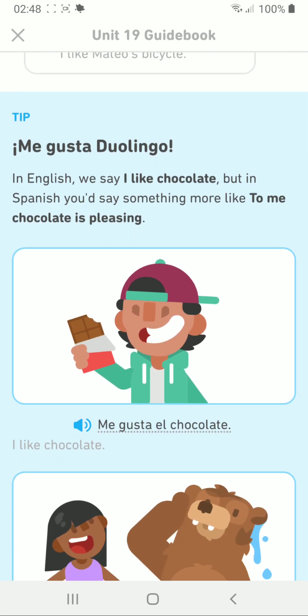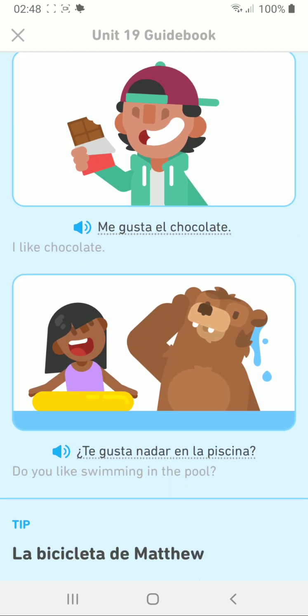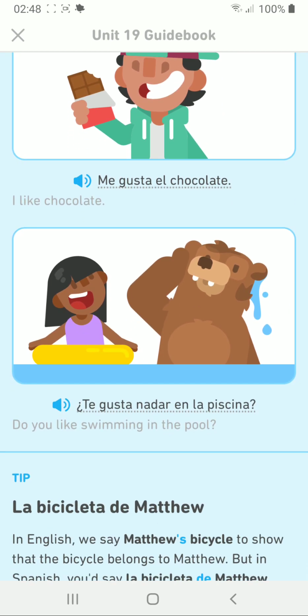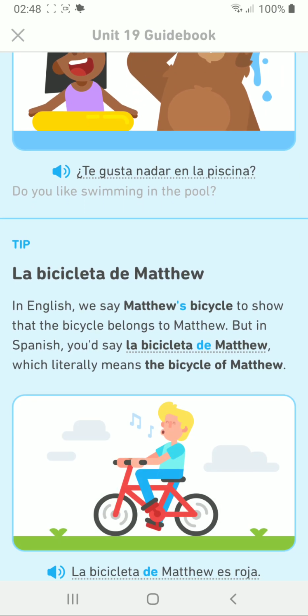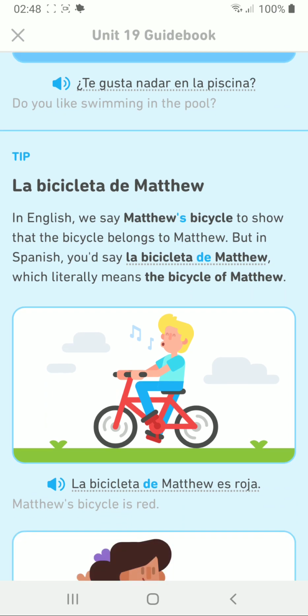Me gusta Duolingo. In English we say I like chocolate, but in Spanish we would say something more like to me chocolate is pleasing. So, me gusta el chocolate. ¿Te gusta nadar en la piscina? Sí, me gusta nadar en la piscina, in the pool, yeah? La bicicleta de Matthew.